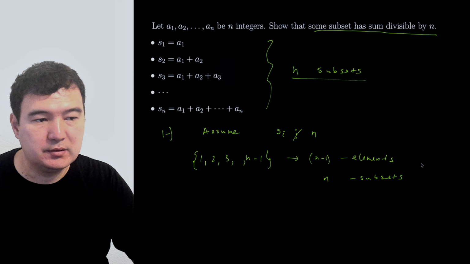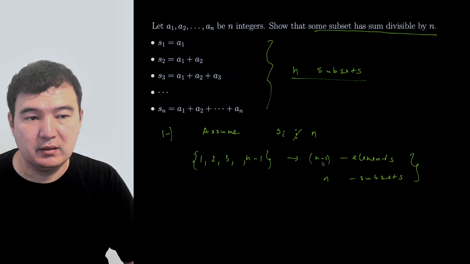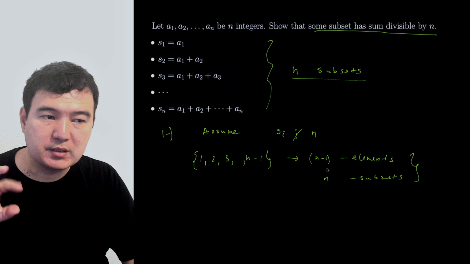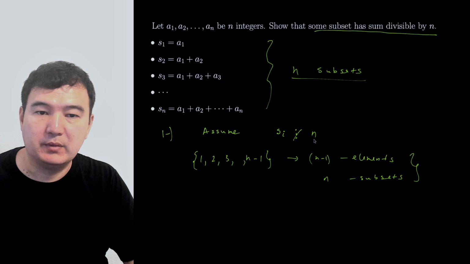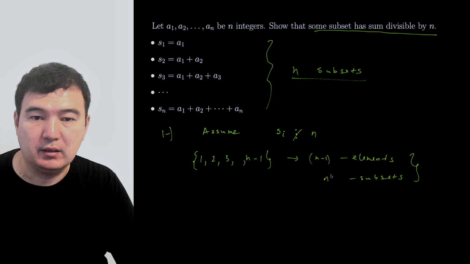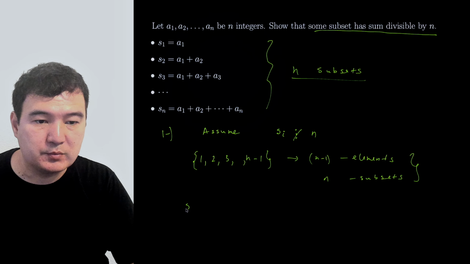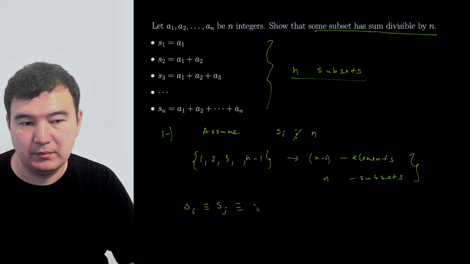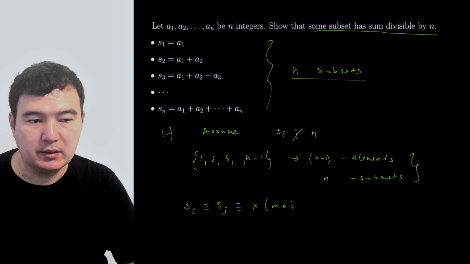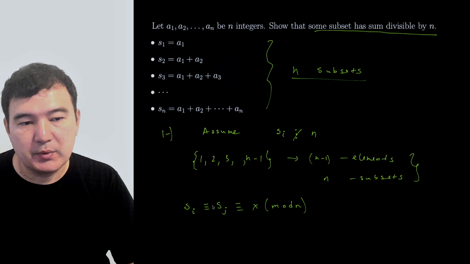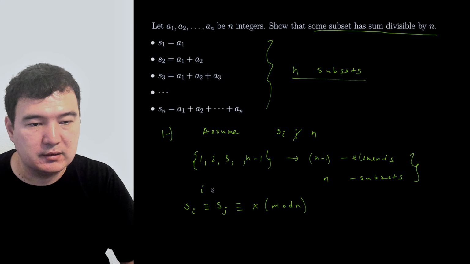By the Dirichlet principle, what does it mean? It means there will be two subsets which have the same remainder when divided by n, because n minus 1 is not enough to make all n subsets distinct. So there will be some Si and Sj which have the same remainder x when divided by n. So let's say i is less than j, right?